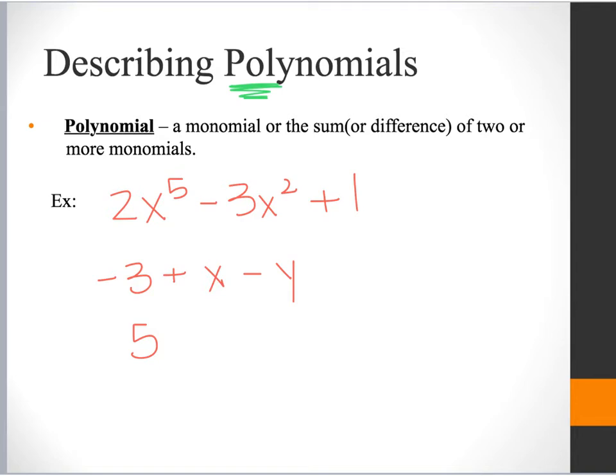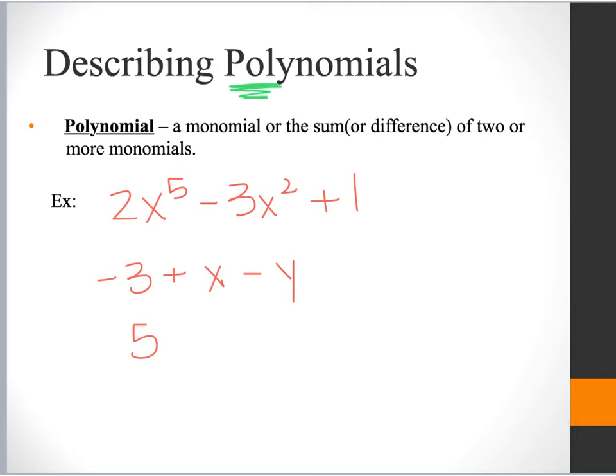Okay, these are all examples of polynomials. Now, in this case, the number 5 is just a monomial, but it can also be considered a polynomial. But these up here have to be considered polynomials because they have more than one term.